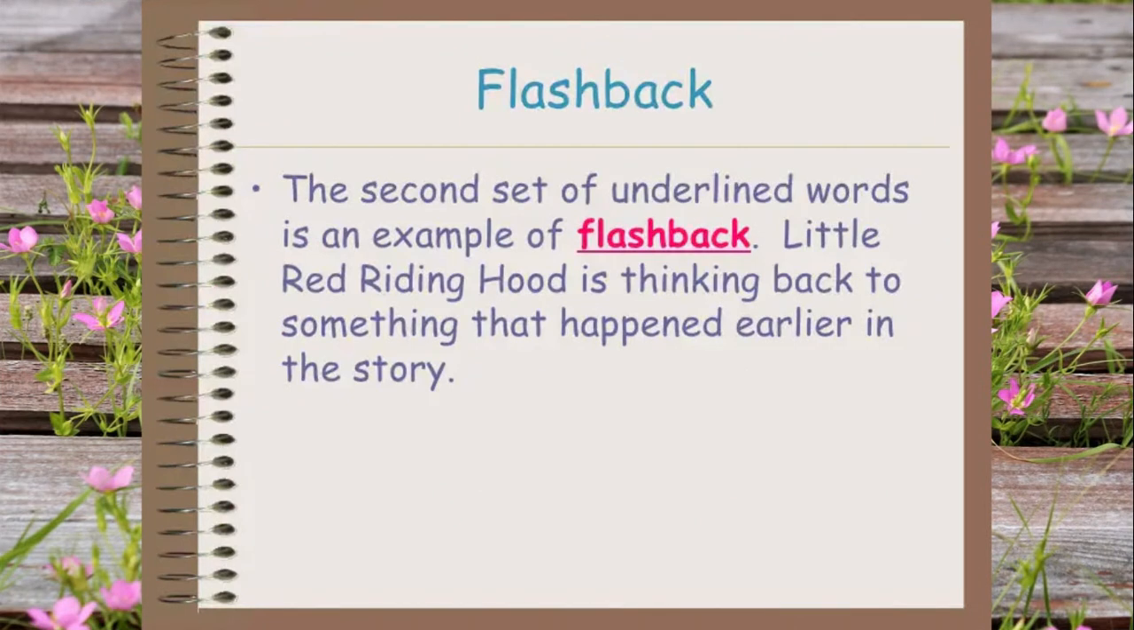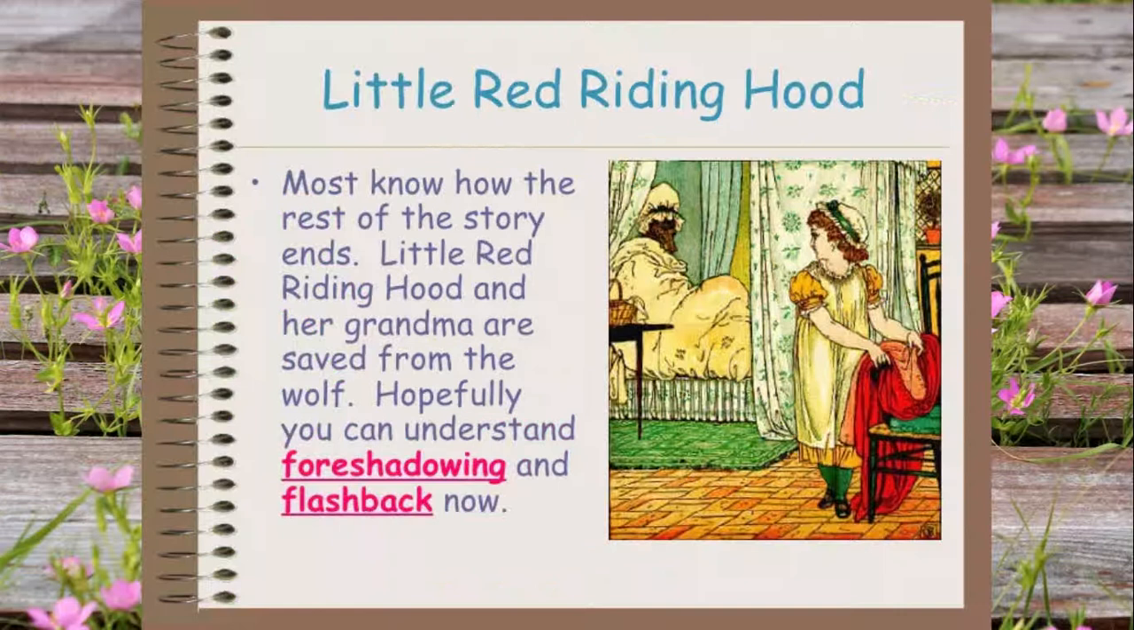So the second set of underlined words is an example of flashback. Little Red Riding Hood is thinking back to something that happened earlier in the story. Most know how the rest of the story ends. Little Red Riding Hood and her grandma are saved from the wolf. Hopefully, you can understand foreshadowing and flashback now.